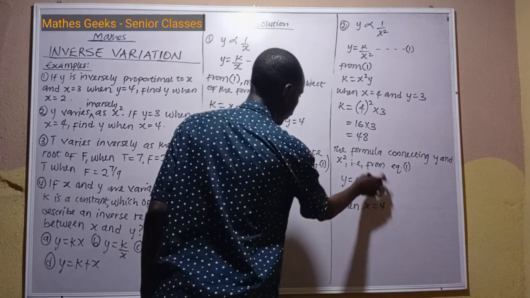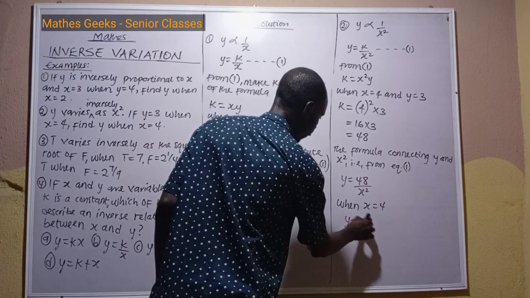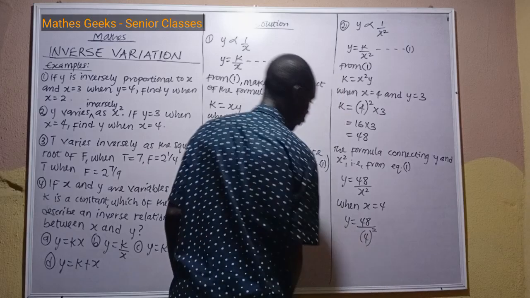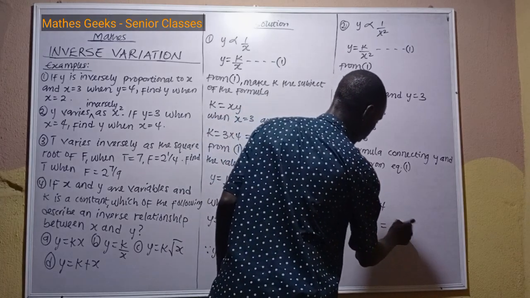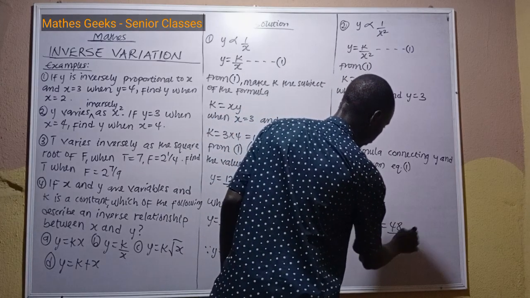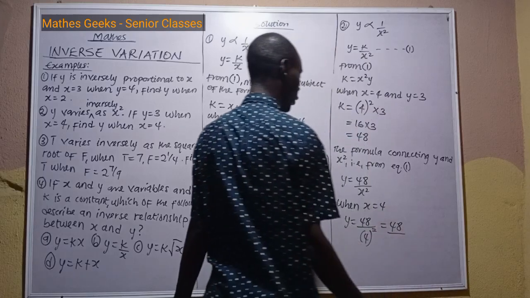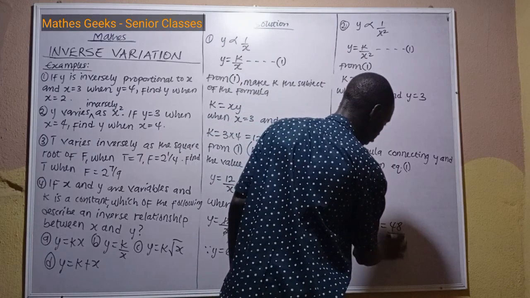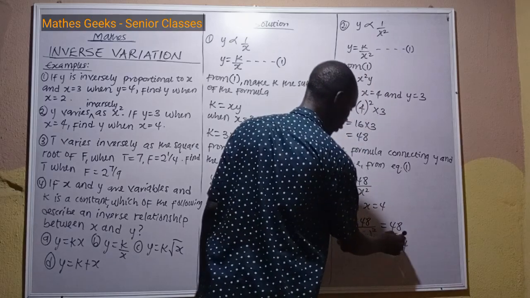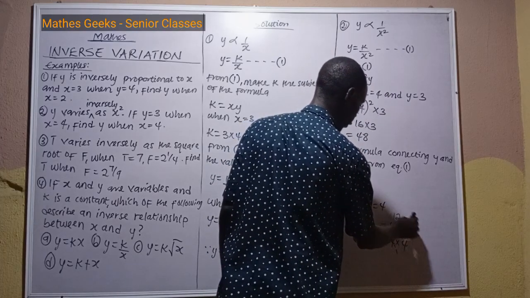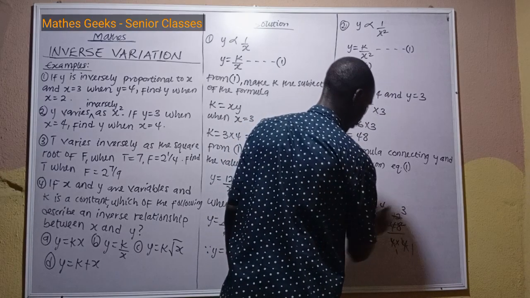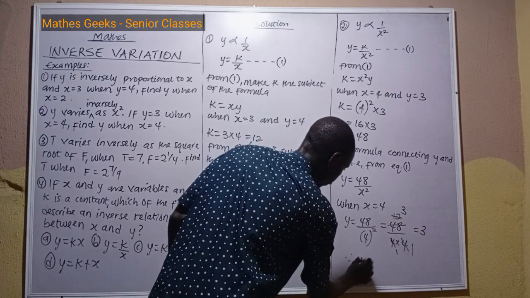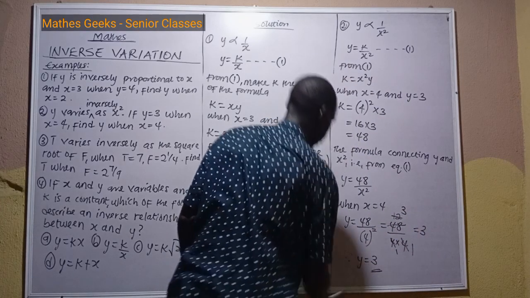from this relation, y is equal to 48 over 4 raised to the power of 2, which is equal to 48 over, let me just put 4 times 4, which is equal to 16. 4 here 1 into 48, 12. 4 here 1 into 12, 3. So y is equal to 3. Therefore y is equal to 3.